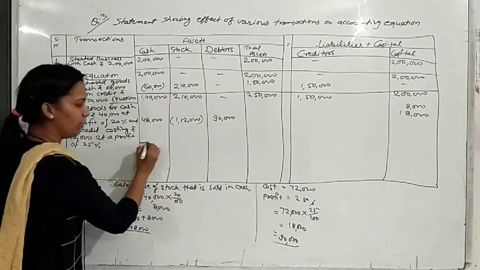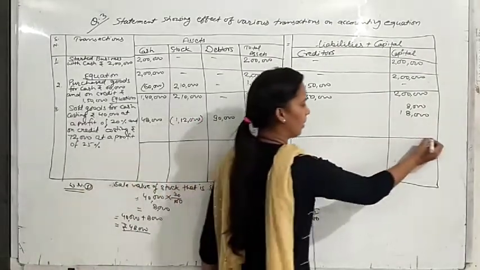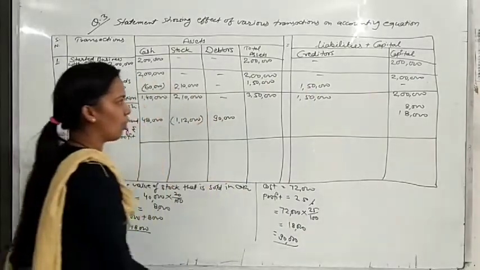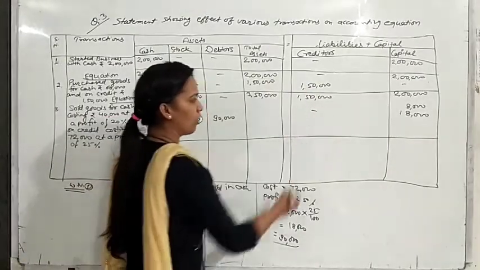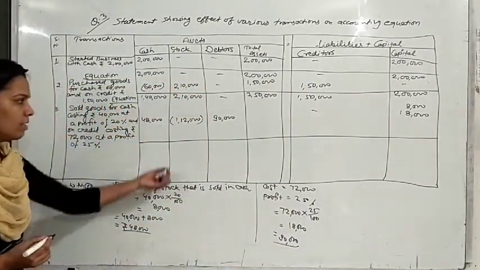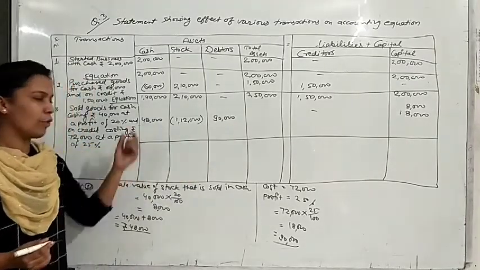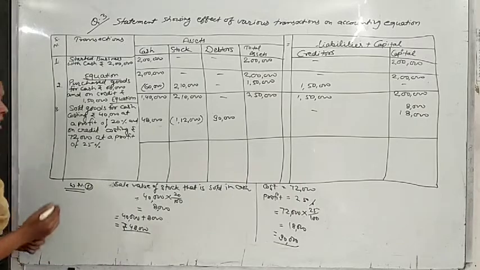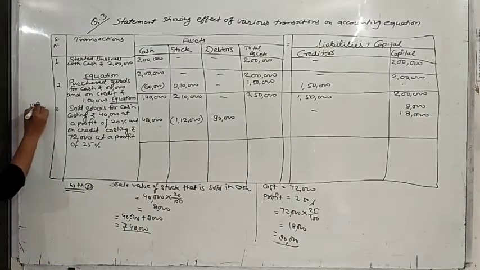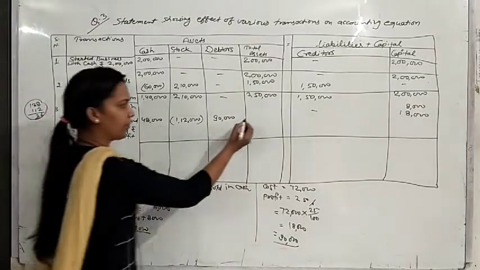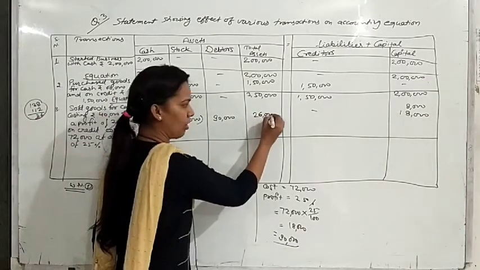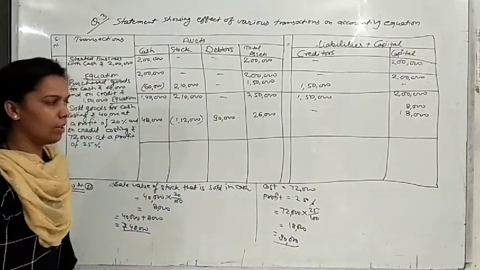Again match the equation. And see the effect on creditors and total assets first. No effect on creditors. Total assets: first check the amount of plus, that is 90,000 plus 48,000. What is the total amount? 90 plus 48, this is 1,38,000 minus 1,12,000. It means this is 26,000. This is the net effect on total assets, 26,000.